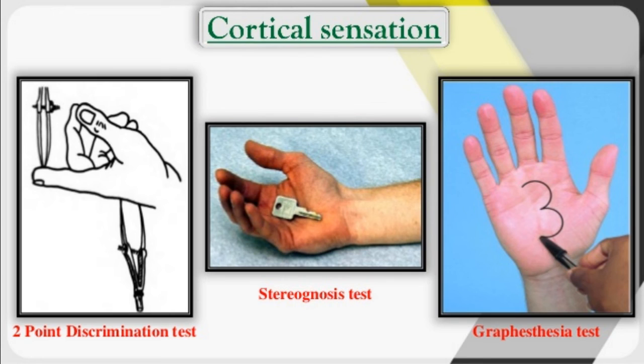Here we go. I'm going to draw a number for you. Graphesthesia is the ability to identify numbers or shapes drawn on the skin. Okay. How about this one?